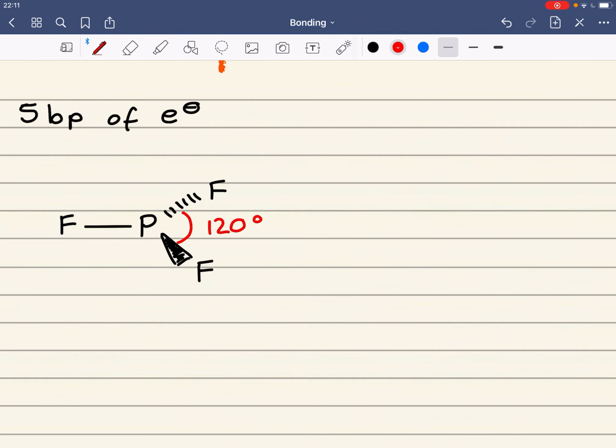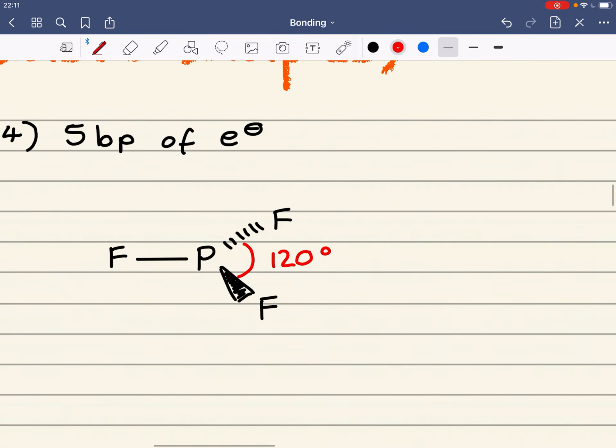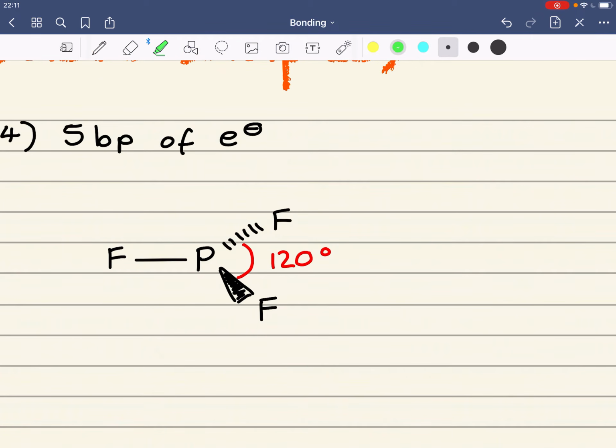The difference now, or what I'm going to do to get 5 bonding pairs of electrons around this central atom, which is my phosphorus, I'm now going to add a bond directly above and directly below. I'm just going to make this bond a little bit straighter. And that gives us my shape for a molecule with 5 bonding pairs of electrons around a central atom.